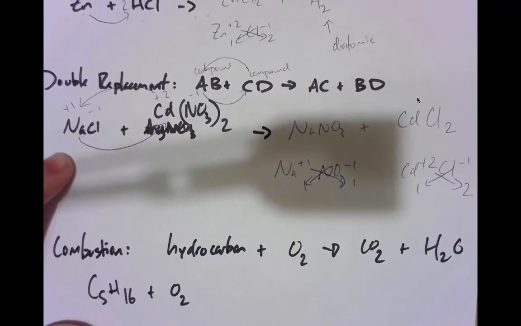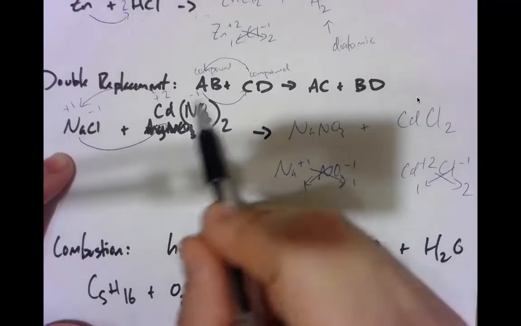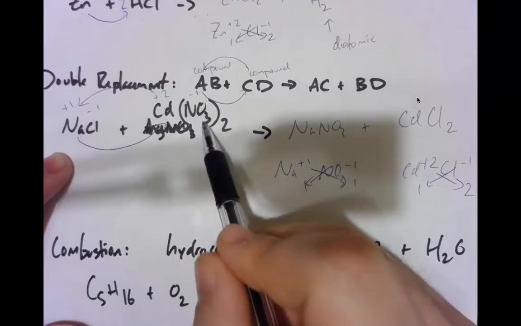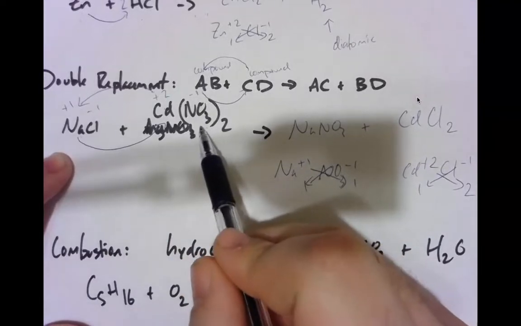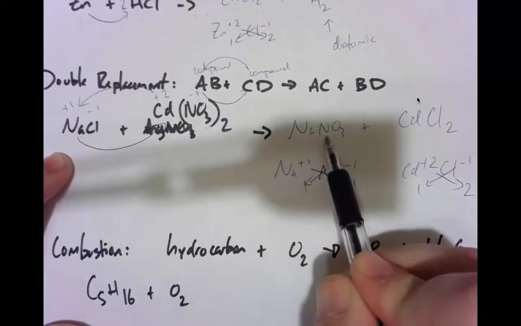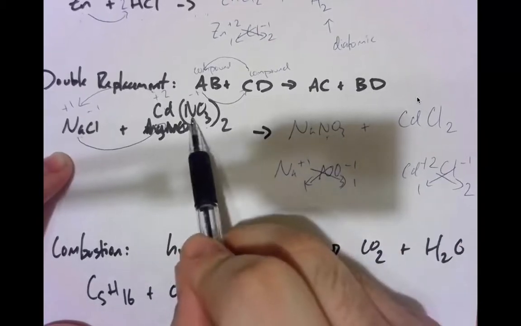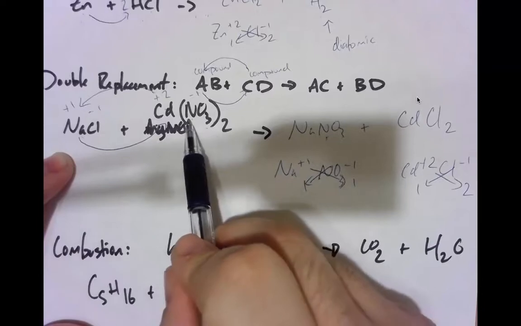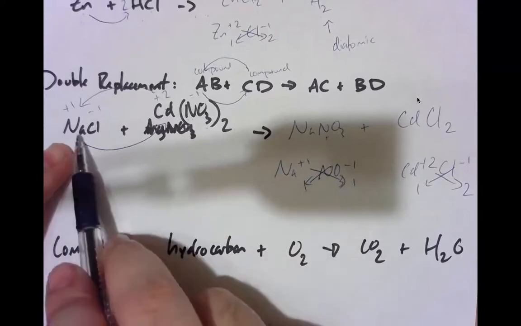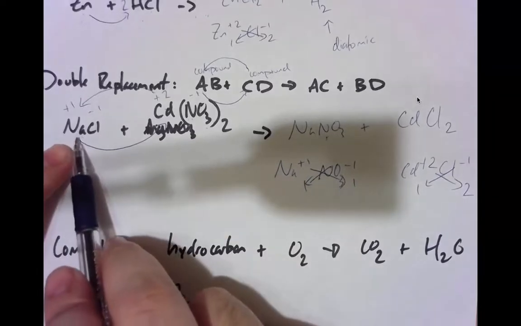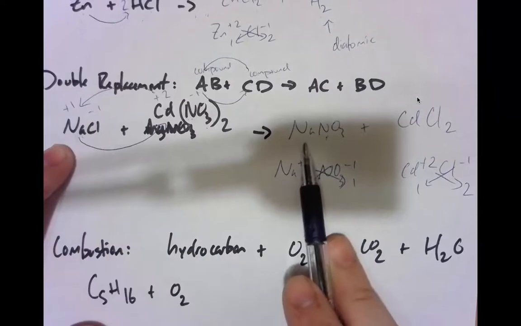When you're balancing your reactions, especially when we're working with polyatomic ions, remember, we keep the polyatomic ion together. We're going to balance the nitrates on the left side and balance the nitrates on the right side. We're not going to balance nitrogen and oxygen. We balance them together as nitrate. So let's start with sodium. 1 sodium on the left, 1 sodium on the right.